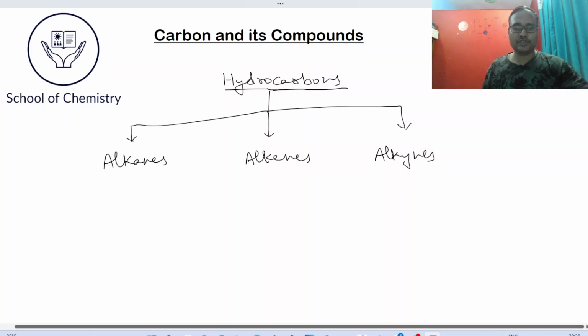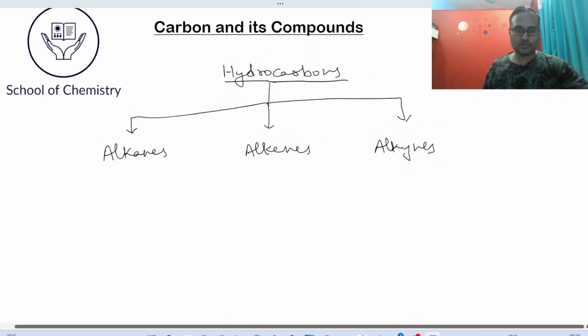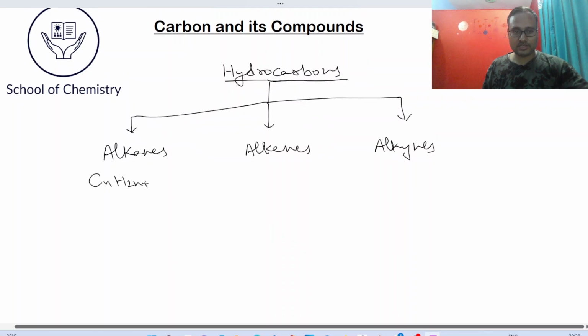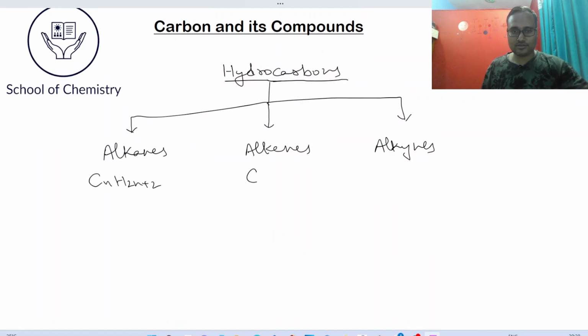If we go about the general formula of these compounds, alkanes would be CnH2n+2, alkenes would be CnH2n, and alkynes will be CnH2n-2. These are the general formulas.